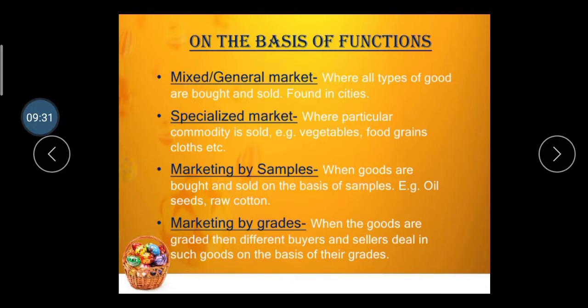Then marketing by samples, where goods are bought and sold on the basis of samples. For example, oil seeds and raw cotton. So they are considered as marketing by sample markets. Then marketing by grades, when the goods are graded and buyers and sellers deal in such goods on the basis of their grade. So it's considered as a basis of function for the market places.